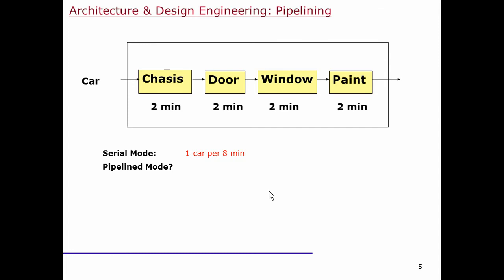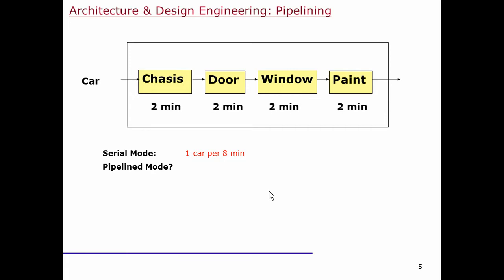Pipeline mode means that if the first car is in the second stage and the door is getting done, the second car can come in and operate in the chassis stage. And as the pipeline moves, in the best case the pipeline is full and all 4 stages are being utilized. Even though the end-to-end time for a single car is 8 minutes, the throughput is going to be better because the utilization of the stages has gone up.